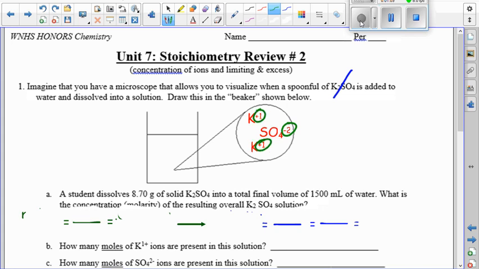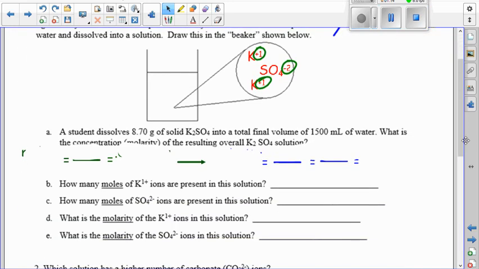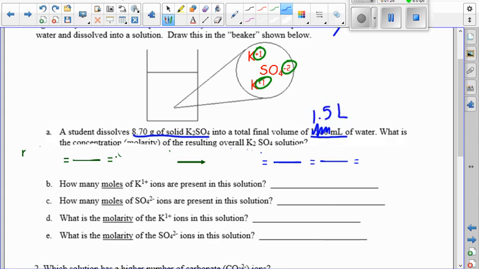Okay? Now, the next part of this question says a student dissolves 8.7 grams of the solid potassium sulfate into a final volume of 1,500 milliliters. Oh, no, thank you. 1.5 liters of water. What is the concentration, the molarity that is, of the resulting potassium sulfate solution?